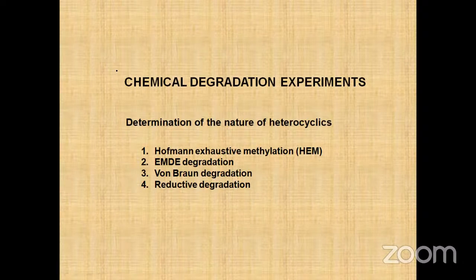One is Hoffman exhaustive methylation. It is also called HEM method, HEM degradation. And the second one is Emde degradation. The third one is Von Braun degradation. The fourth one is reductive degradation. By using some reducing reagents, we can apply the reduction reaction on that molecule and find out the nature of the heterocycle.